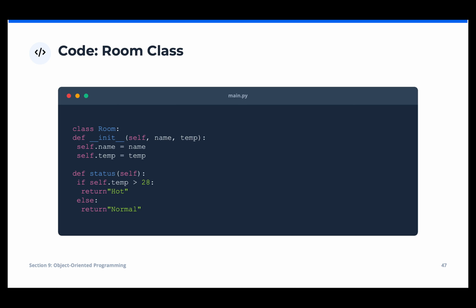The mini project defines a Room class with attributes name and temperature and a method status that returns hot if the temperature is above 28, otherwise normal. It maps directly to a real entity and demonstrates how behavior can depend on stored object state.